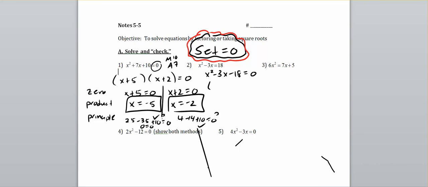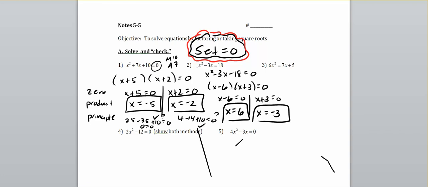If I factor this, what multiplies to give me negative 18 and adds to give me negative 3? It would be minus 6 and positive 3. Those two binomials multiplied together equal 0. Because it's two things multiplied to give me 0, either x minus 6 equals 0 or x plus 3 equals 0. So when I solve, I'm going to get 6 and I'm going to get negative 3. So here are my two solutions to this equation.